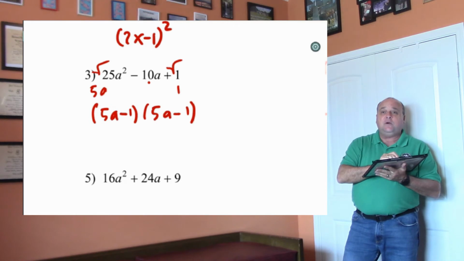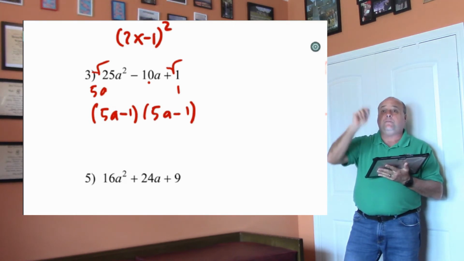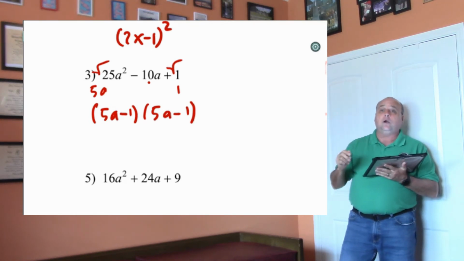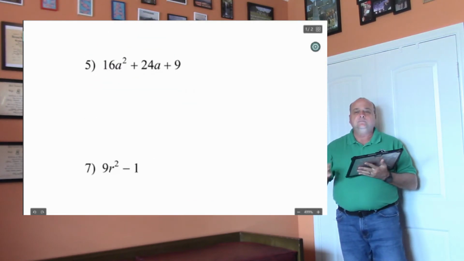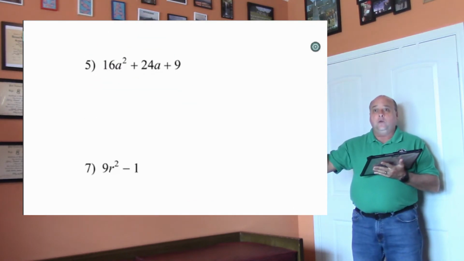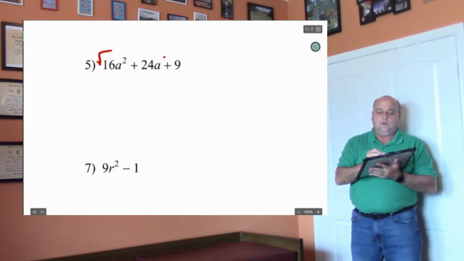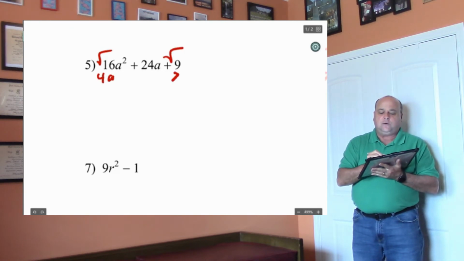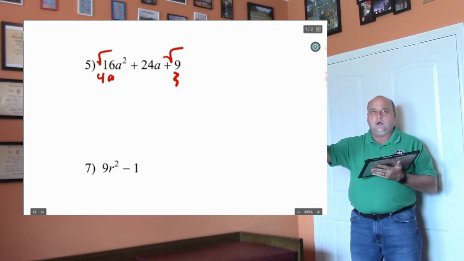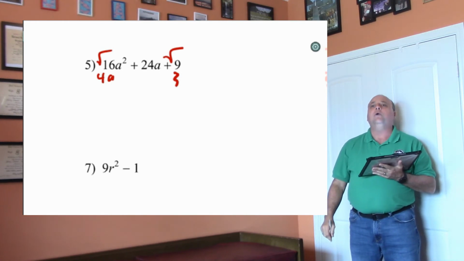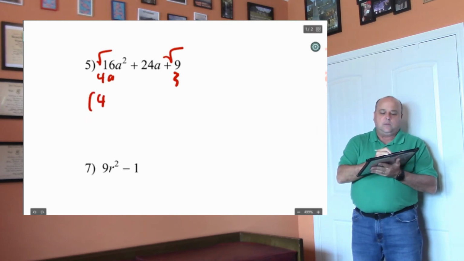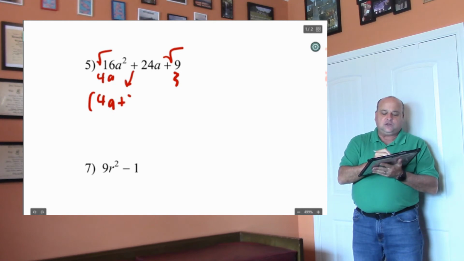So if there's a number in front of the x squared term, see if it's a perfect square. This may work, okay? Let's go to the next one. 16 and 9 are both perfect squares, right? So square root, you get 4a and 3. 4 times 3 is 12. If you double it, do you get 24? Yes, you do. So we're going to write down 4a, and the plus drops, doesn't it?